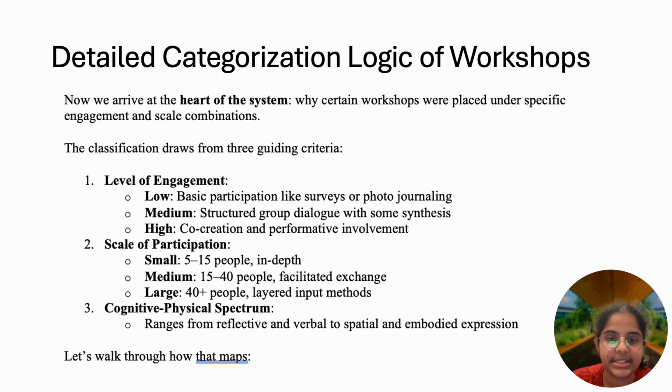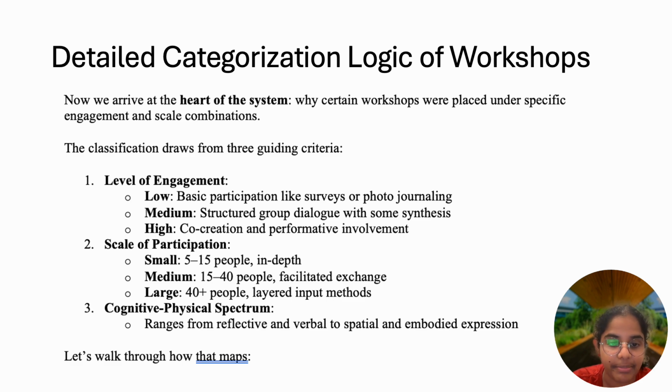So moving on to the detailed categorization logic of workshops. We now arrive at the heart of the system: why certain workshops were placed under specific engagement and scale combinations. The classification draws from three guiding criteria. First, level of engagement, which can range from low, medium, to high, beginning from basic participation like surveys or photojournaling, to structured group dialogue with some synthesis, to co-creation and performative involvement.